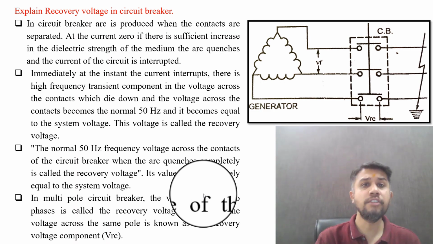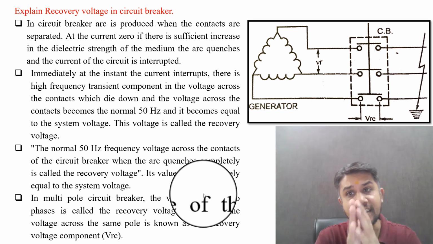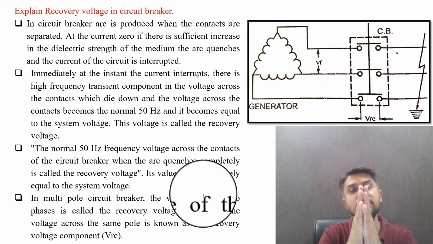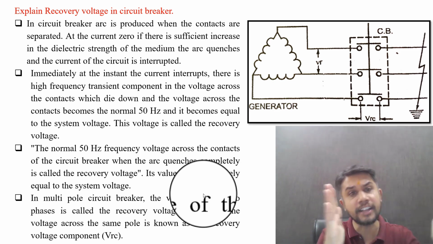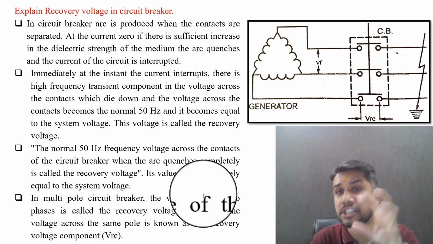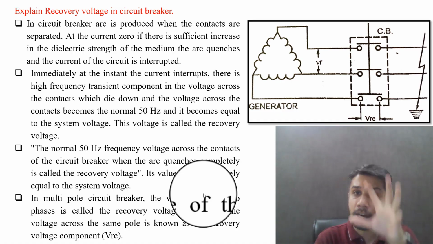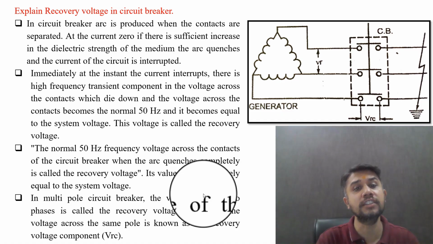Explain recovery voltage in circuit breaker. In a circuit breaker, the arc is produced when the contacts are separated, that is, the fixed contact remains there and the moving contact separates from it. At the current zero, if there is sufficient increase in the dielectric strength of the medium, the arc quenches and the current of the circuit is interrupted.